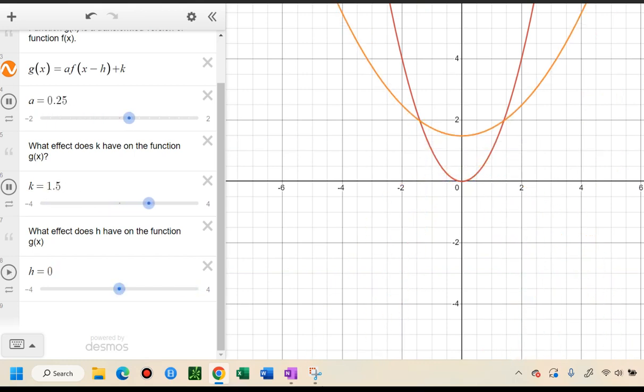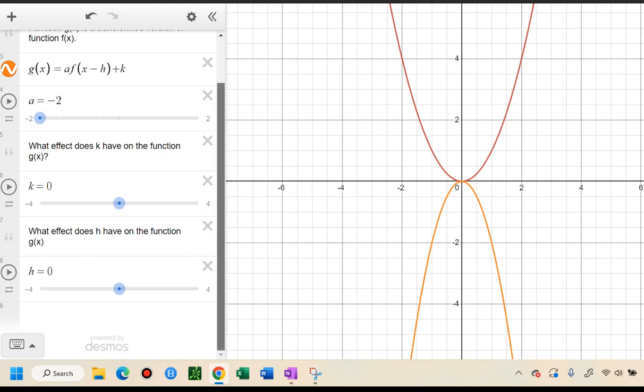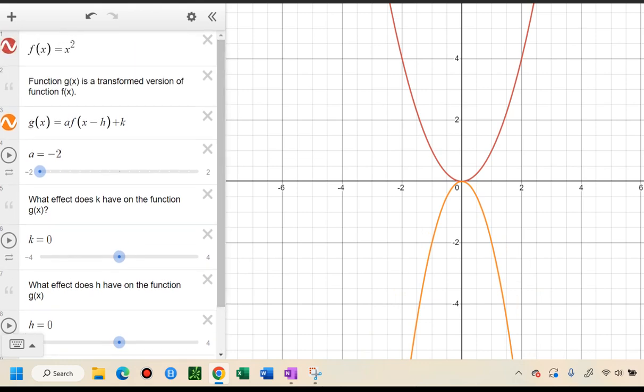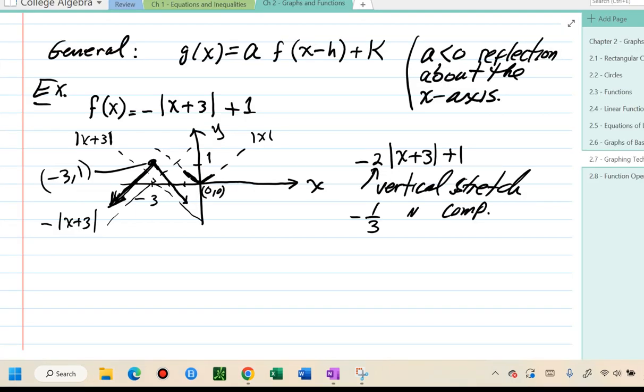So let me stop this one, stop that one. So hopefully, again, I just wanted to show you how you can work in Desmos and get a better feel for this horizontal, vertical shifts and stretch or compressions. Okay, so we are out of Desmos now. Back to our note.